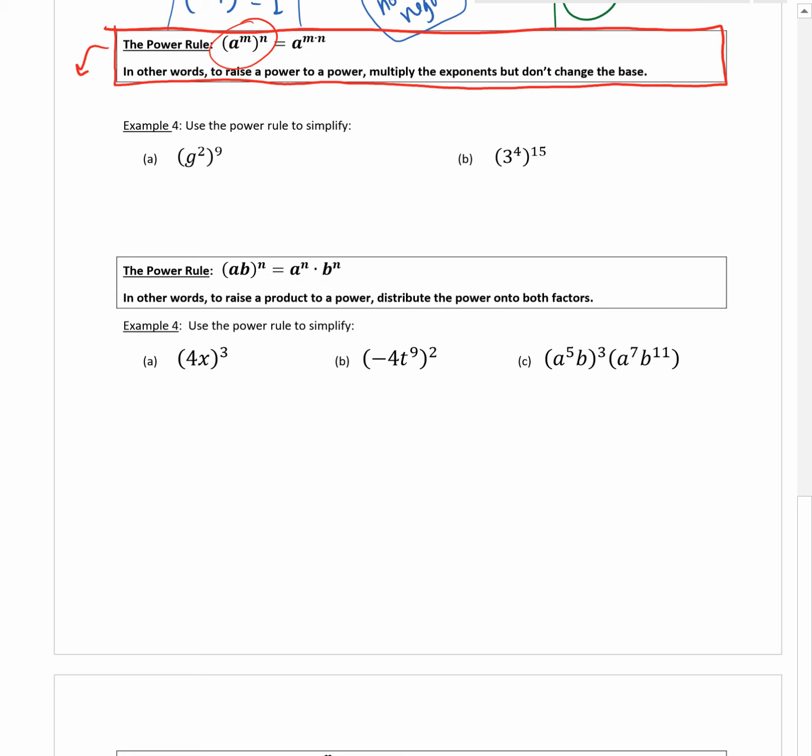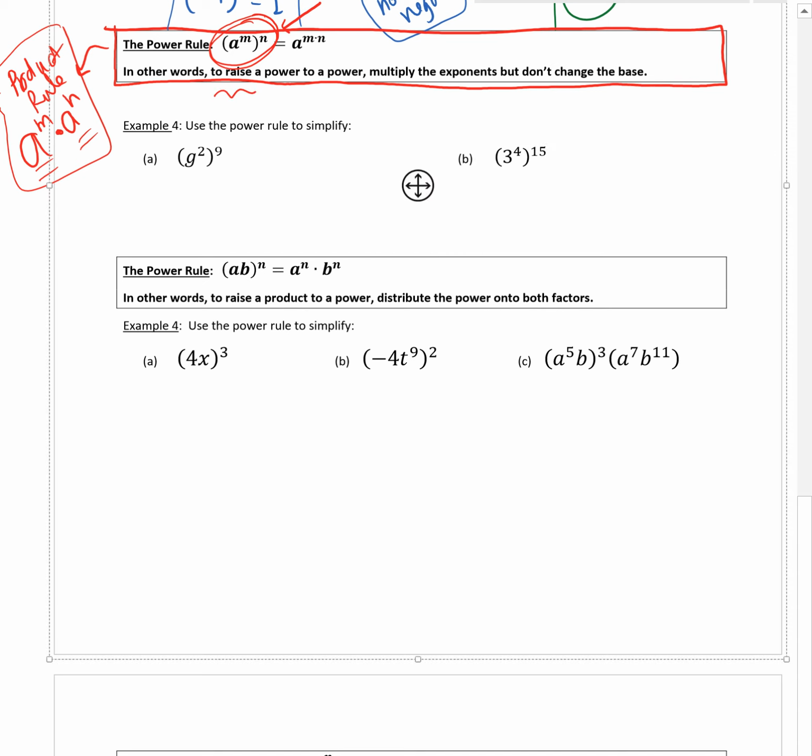So notice, just to be careful, notice the difference between this and the product rule. The very first rule we had in this section was the product rule. And it looked like a to the m times a to the n. But notice we're not starting with 2 separate a's, it's just one a. So you have one base with 2 exponents. Whereas the product rule, they're the same base, but you have 2 bases next to each other with 2 exponents. But ours is different. We only have one base with 2 exponents.